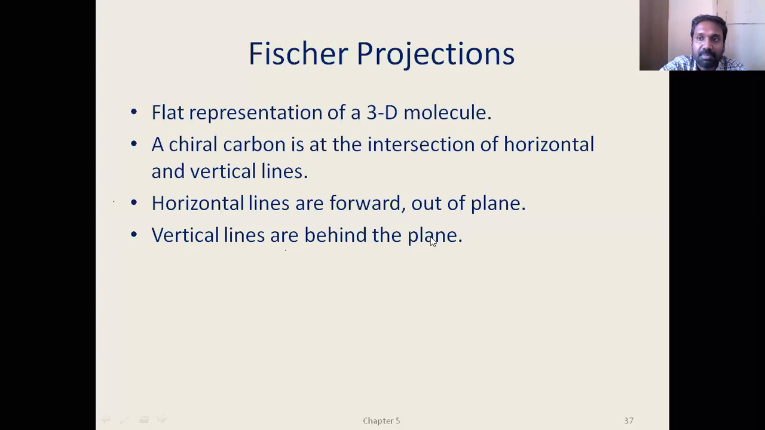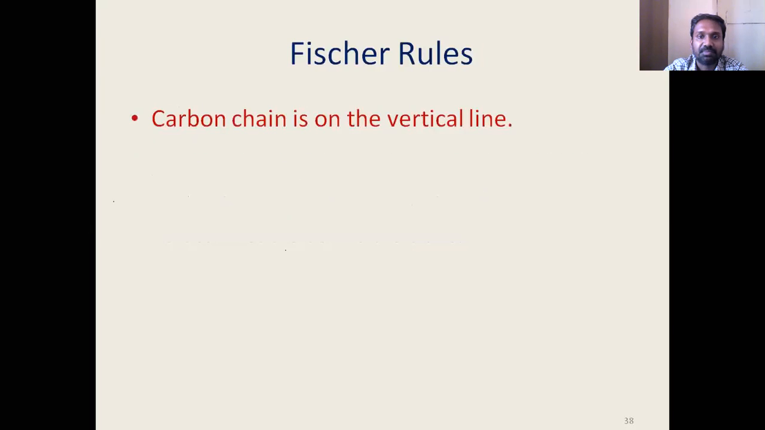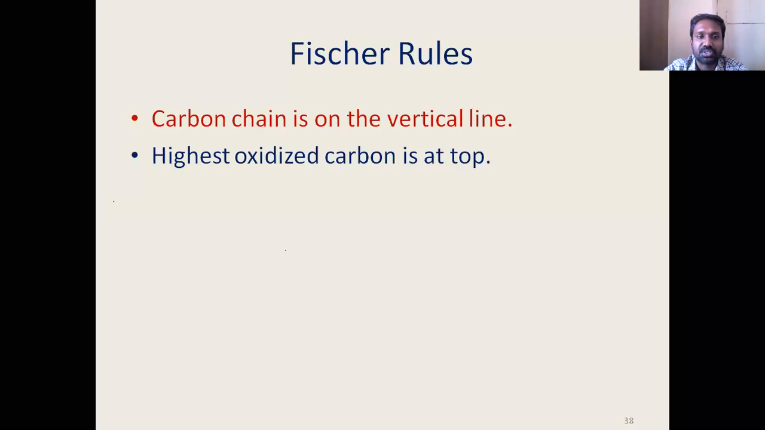So that means only the central carbon is on a plane of your choice, your plane of reference. There are 4 substituents for a carbon, right? The 2 substituents which are towards you are represented on the horizontal line. The 2 substituents which are away from you are represented on the vertical line. So the carbon chain is always represented on the vertical line. And there is one more assumption: the highest oxidized carbon is always placed at the top.